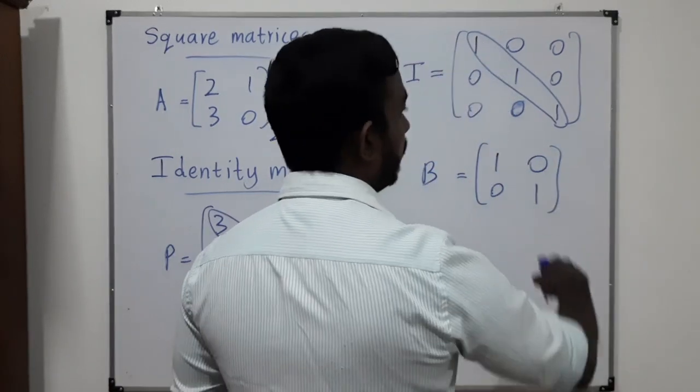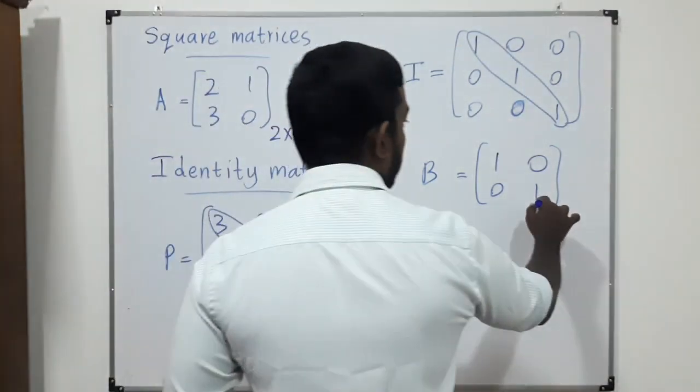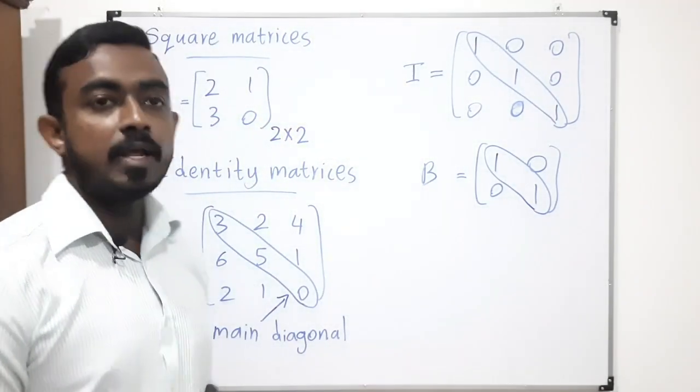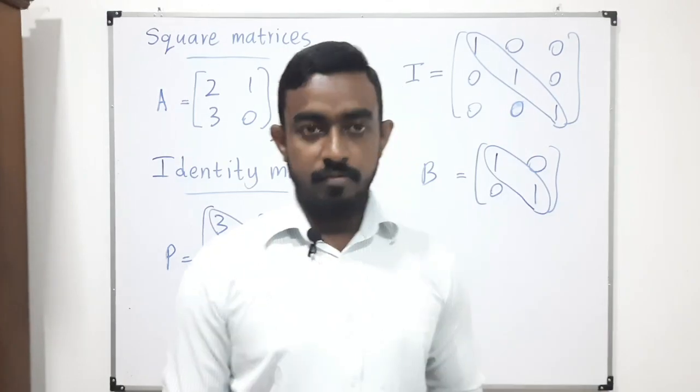Can this be an identity matrix? Yes, of course. The main diagonal is 1 and 1. Therefore, we can say that it is an identity matrix.